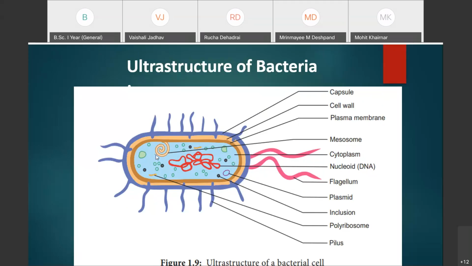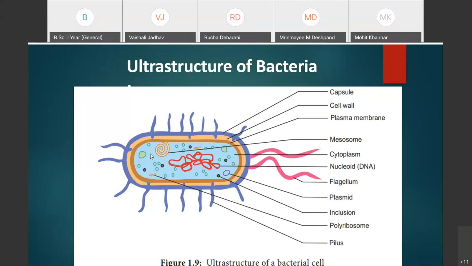Generally, the number of mesosomes is higher in cells which have high respiratory activity. That means in bacteria with high respiratory activity, a higher number of mesosomes are present. For example, in the nitrifying bacteria, the number of mesosomes is higher because these show higher respiratory activity.